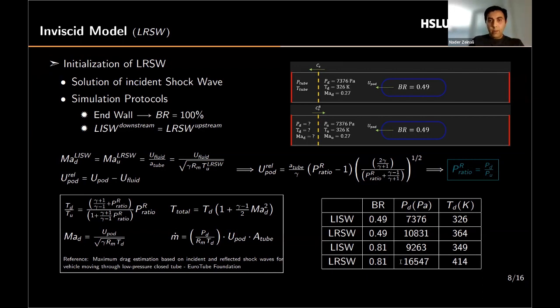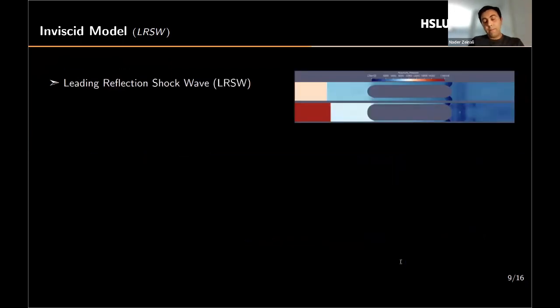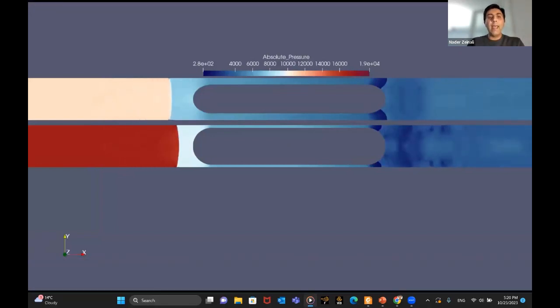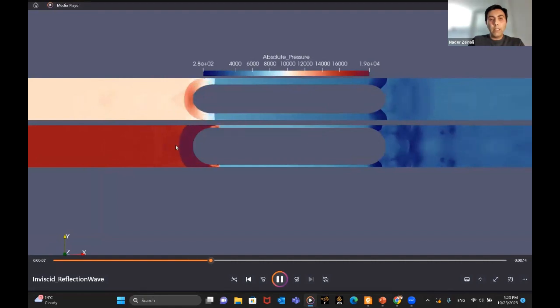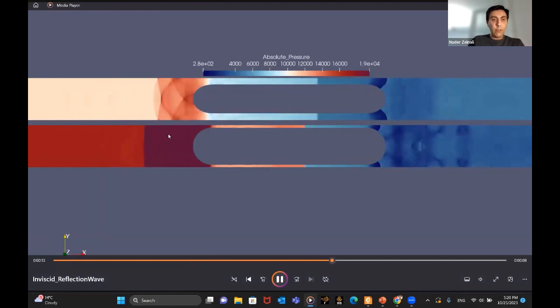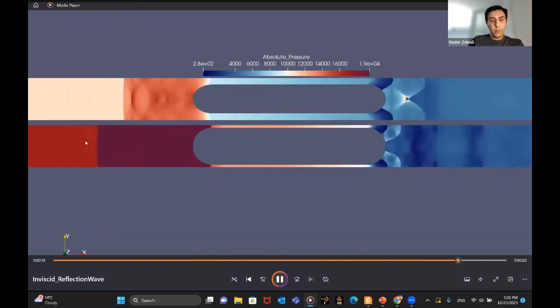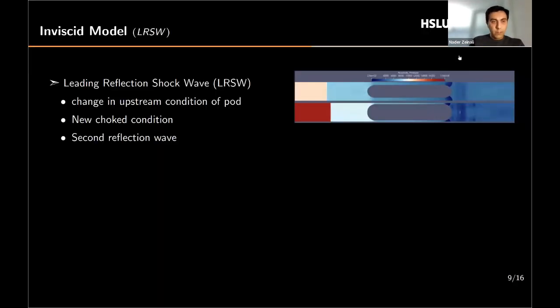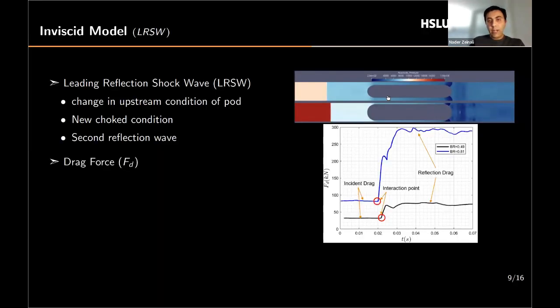the downstream. So with having the solution of the reflection wave, we can initialize it into our solver and run the simulation to see how the reflected shock wave reaches the pod, hits the pod, and the upstream condition of the pod increases to a higher value, the choke condition occurs, and the second shock wave, the reflected shock wave, is actually being generated and moves again towards the tube end wall. And here the bullet points, I've already explained them, and I'll jump into the drag analysis.